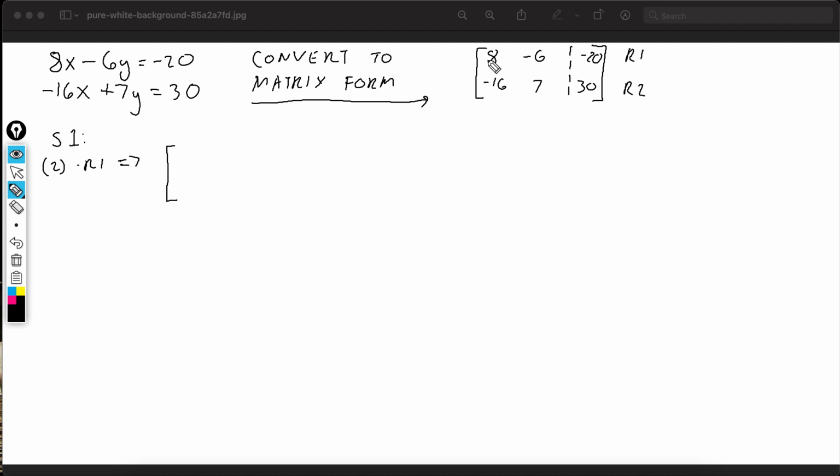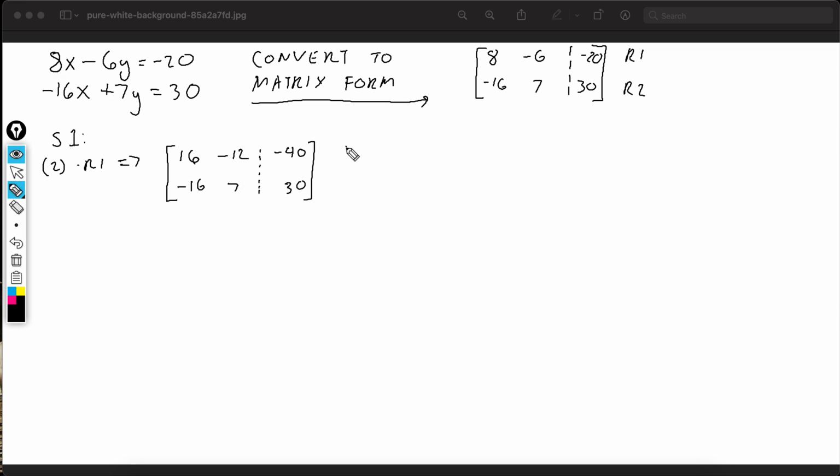So look at our row 1 up here. We're going to do 2 times 8. That is 16, -12, broken lines, -40, close that bracket. Down here we haven't touched row 2, so we're just writing -16, 7, 30.